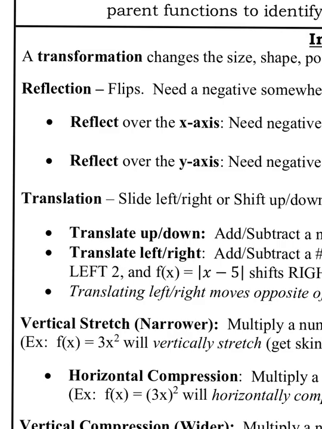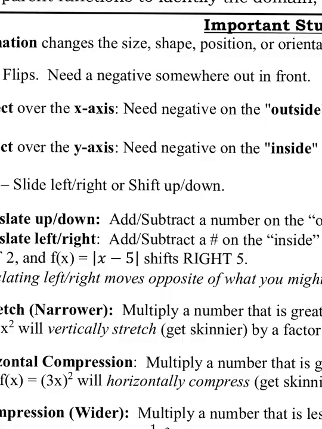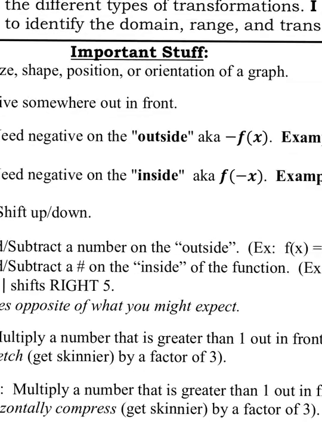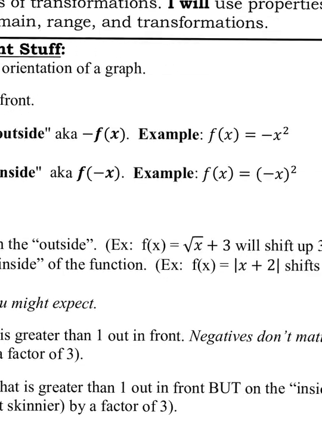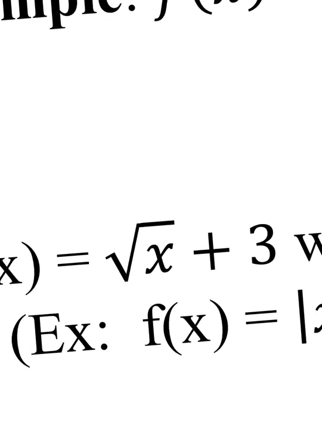Now, translating is just moving it left or right or up and down. If you want to move it up and down, simply add or subtract a number to the outside of the function. So here, my most basic function would be square root of x. So if I just had square root of x, I'd have my square root function. But if I added 3 to the outside, the graph would go up 3. Now, if I wanted to add 3 to the inside, it would look like this. So I would have everything under the radical. That's what I mean by outside, inside in this context. Okay?